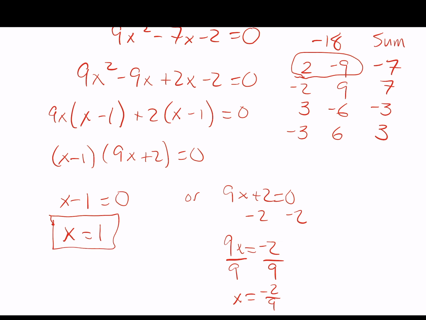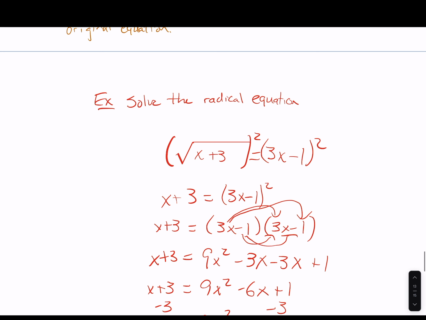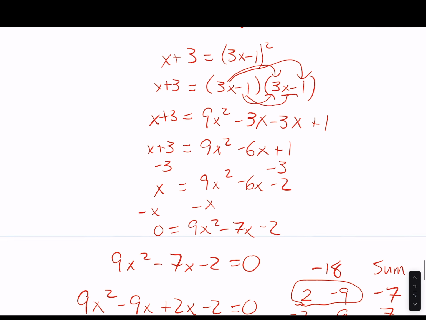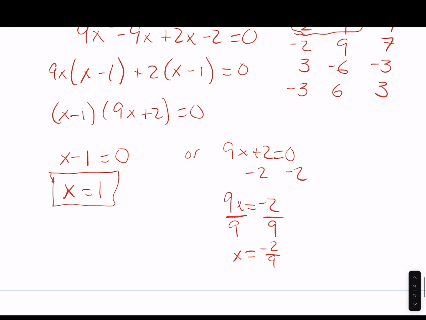But let's remember back to the very beginning. Let's scroll up. To get rid of that radicand, we had to square. So that means that only the positive value is a solution. So that means that this x equal to negative 2/9 cannot be a solution to this radical equation. Only the x equals 1. So when we squared both sides of the equation, we removed the possibility of having a negative solution.